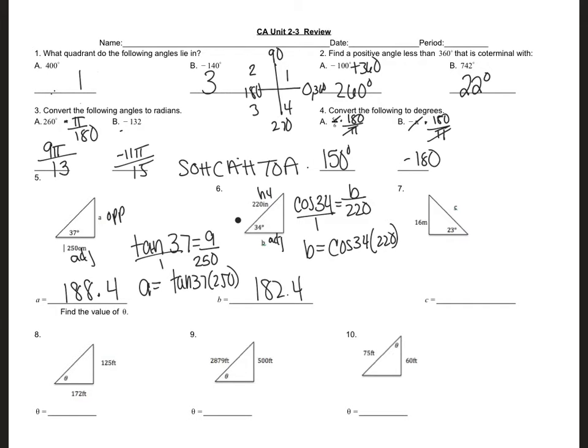And the last guy here, this is opposite, this is the hypotenuse, so the sine of 23 is opposite over hypotenuse. Cross multiply, so notice with this one, we have to do one more step to get that C by itself. So here we have 16 divided by sine 23, and I get 40.41.